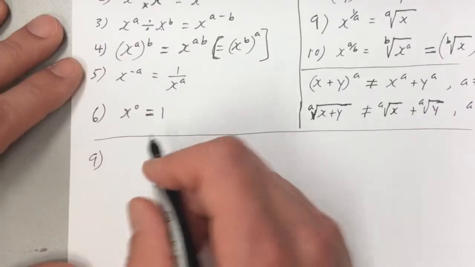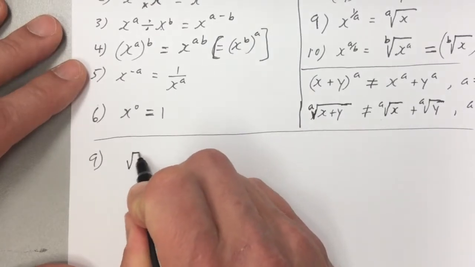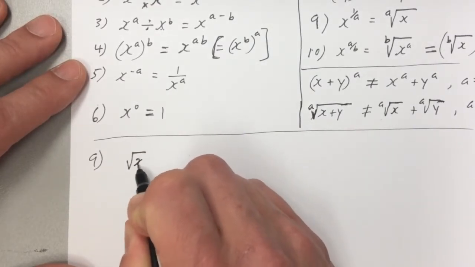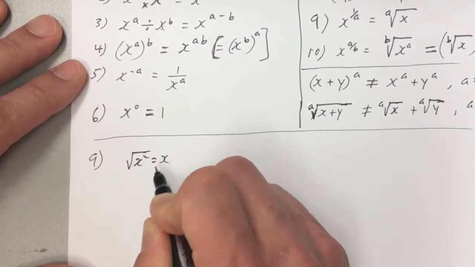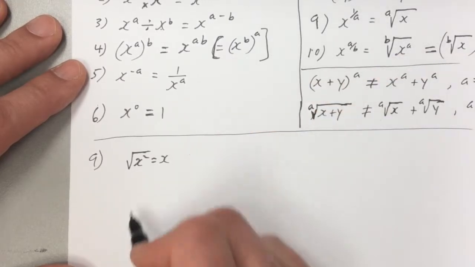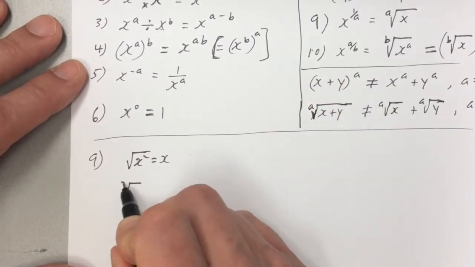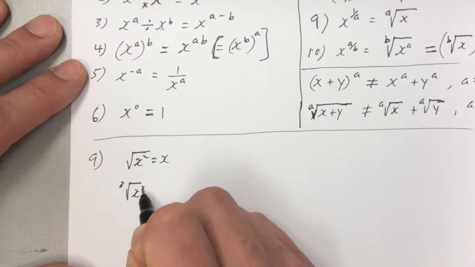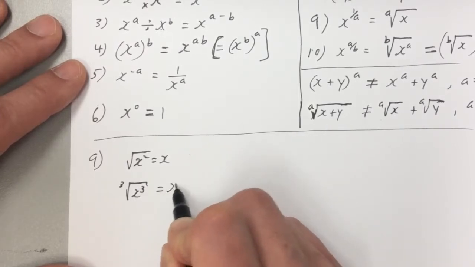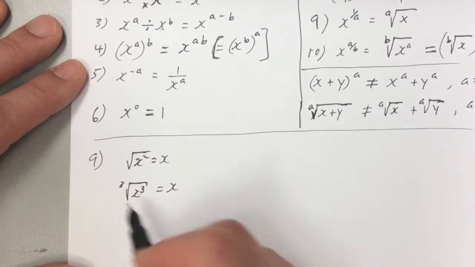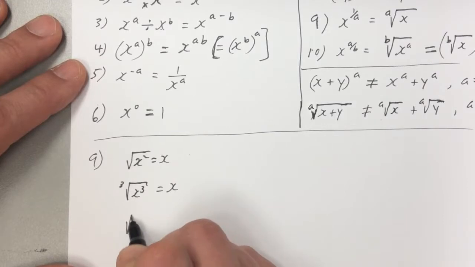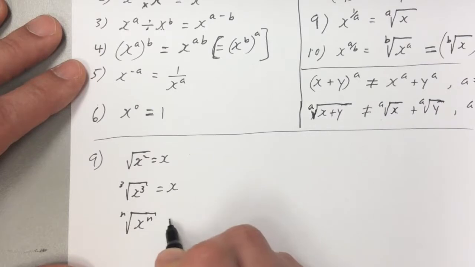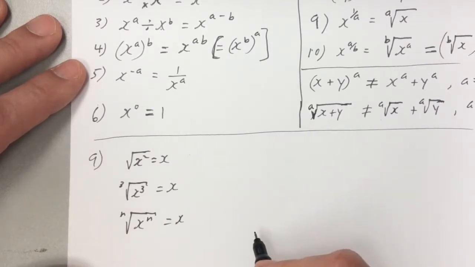Okay, so if you took the square root of x squared, that would equal x. Okay, we know that. If you took the cube root of x cubed, then that should equal x. Okay, so the cube root undoes cubing, the square root undoes squaring. And so basically, if you took the nth root of x to the n, that would equal x.